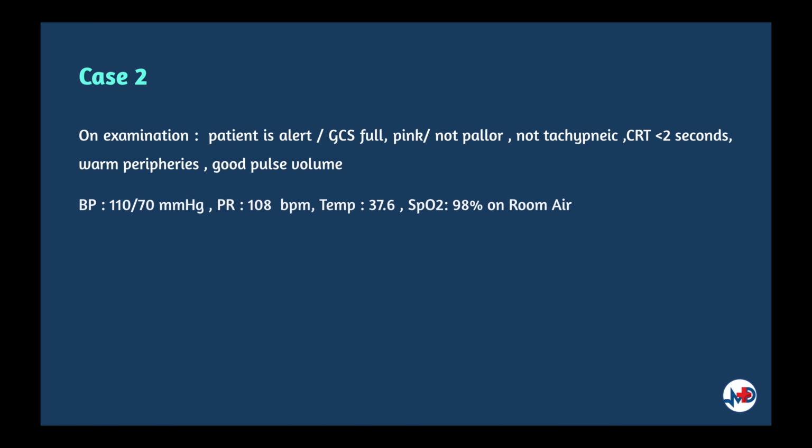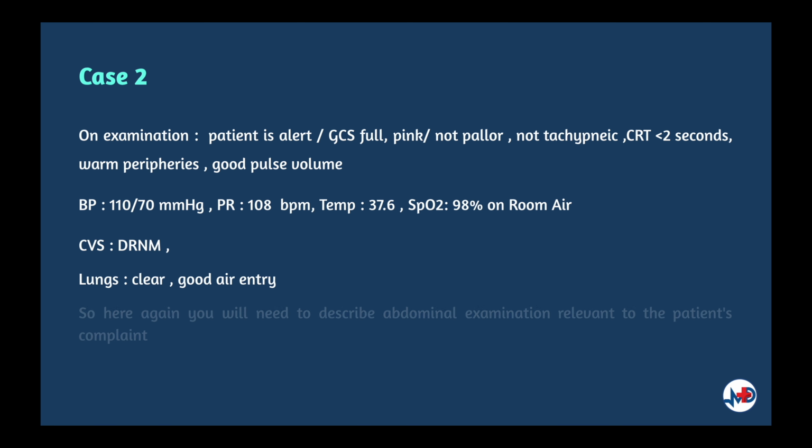Now, on examination, he's alert with full GCS, not pale or tachypneic. He has tachycardia, however, with a heart rate of 108 beats per minute. The CVS and lungs examination is normal. So here again, you will need to describe abdominal examination relevant to the patient's complaint.